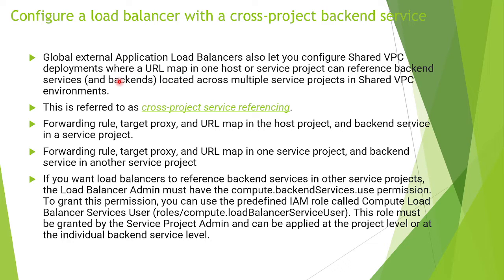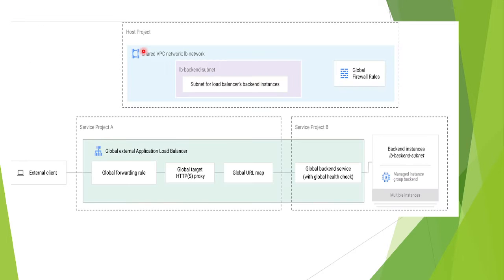So what will happen in the global external load balancer if we want to try cross project backend service? We can create the URL map in one of the host projects or service projects, and we can create the backend services in another project. If we see this example, this is our host project in which we have created our VPC network. Then this is our service project A, in which we have created our URL map and done all the configuration, like the forwarding rule, HTTP proxy, and URL map, which decides how traffic will go to the backend. And this is my service project B, in which I have created my backend.